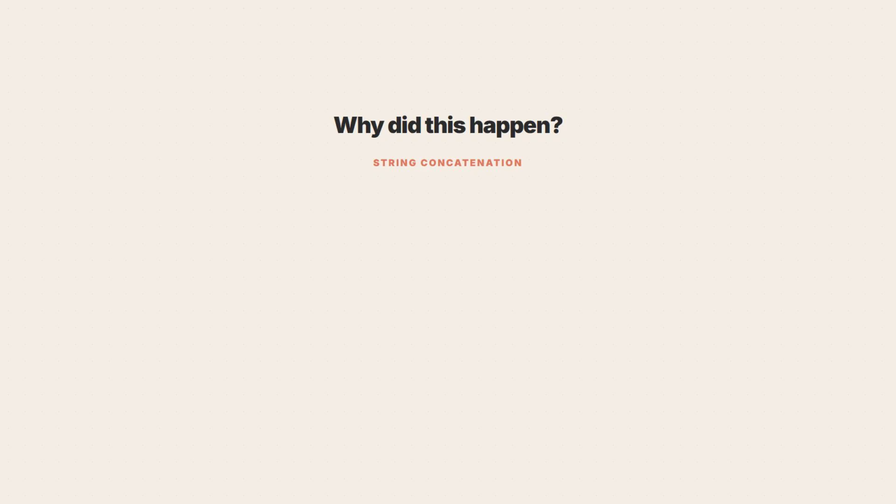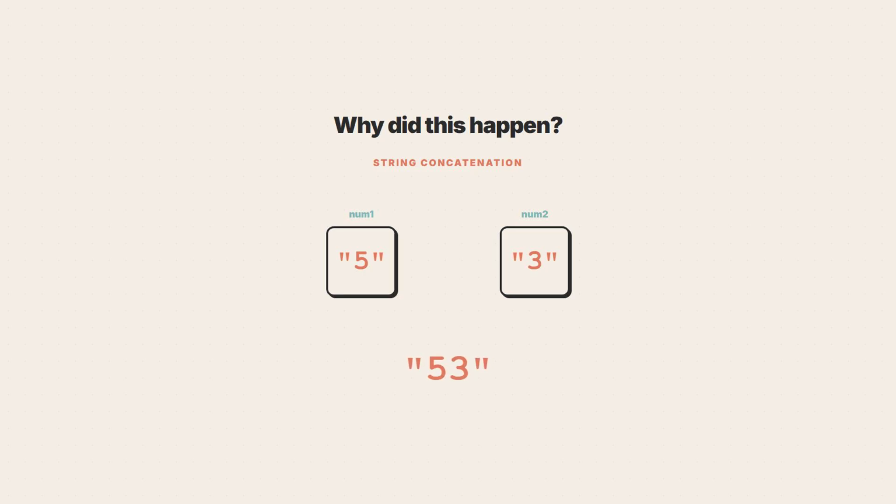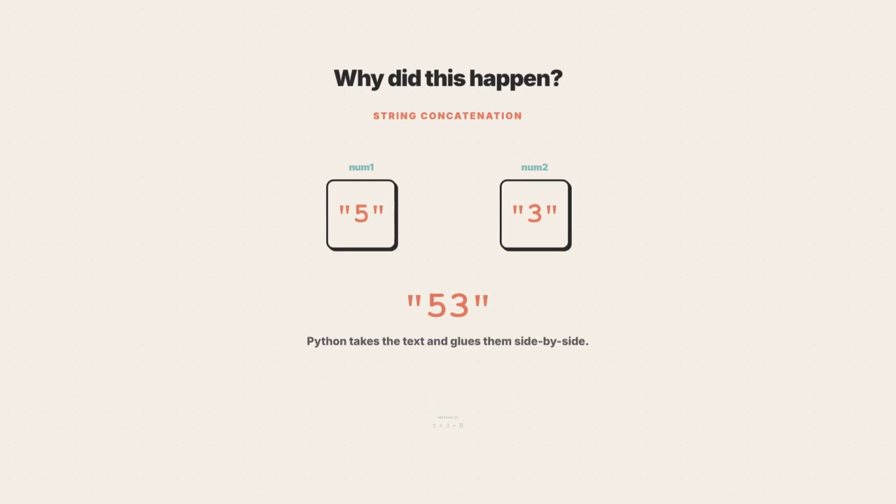Remember, the input function always returns a string, which is text. So our variables don't hold the numbers 5 and 3. Instead, they hold the text characters 5 and 3. When we use the plus sign between two strings, Python doesn't add them. It glues them together. This is called string concatenation. Think of Python literally taking the text 5 and sticking it beside the text 3, instead of adding.